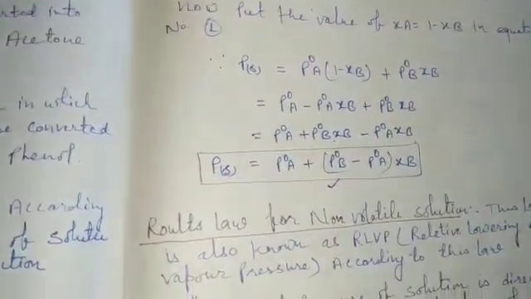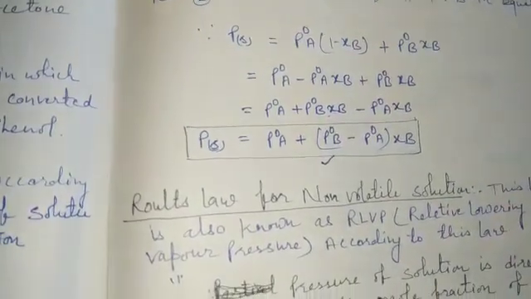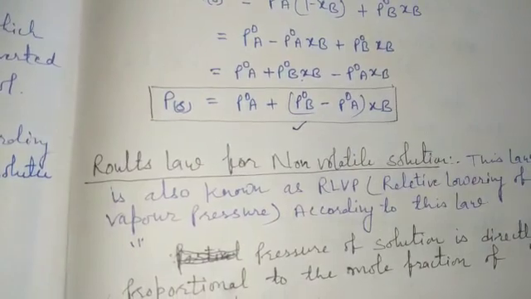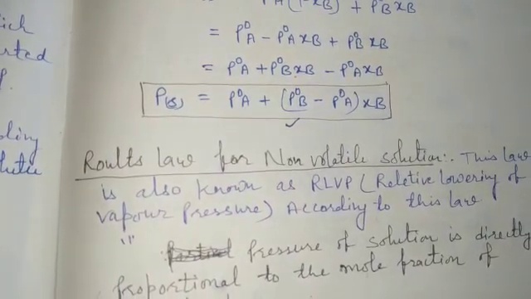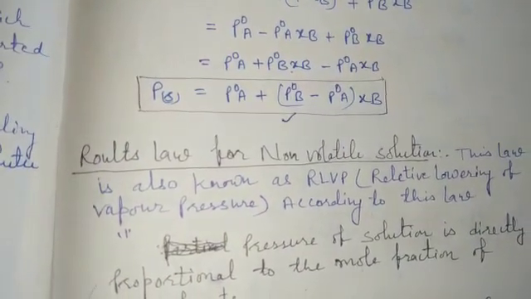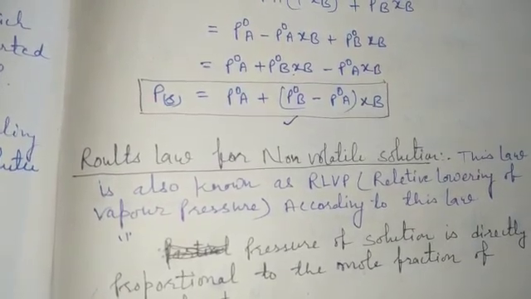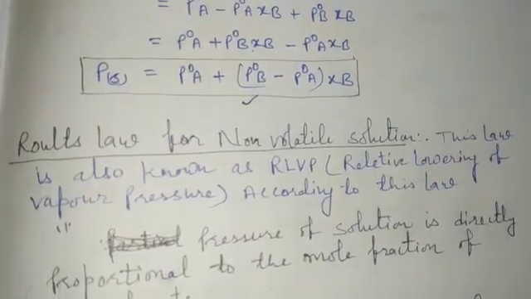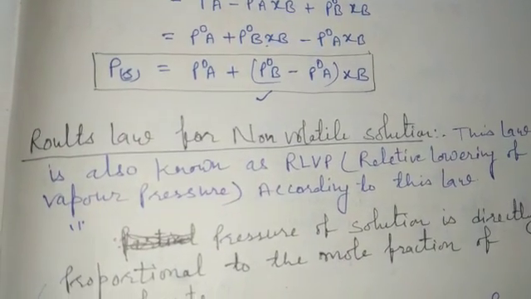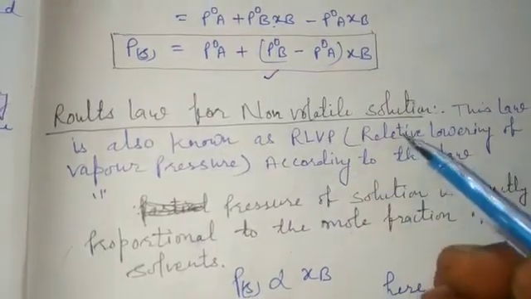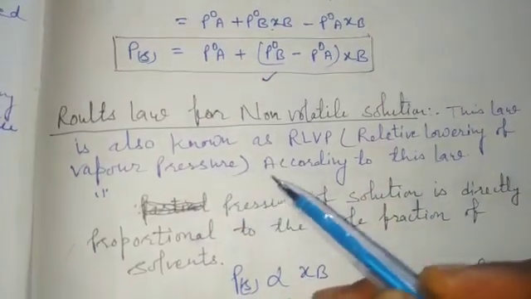Now we will discuss Raoult's law for a non-volatile solution. Here one phase will be non-volatile, meaning it can't convert into the vapor phase, for example hexane plus alcohol. Here hexane is non-volatile. This law is also known as RLVP, which means relative lowering of vapor pressure.